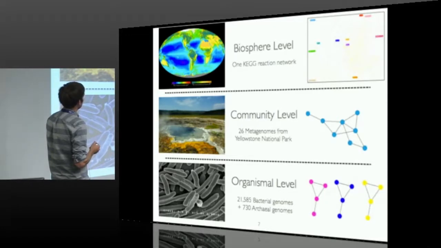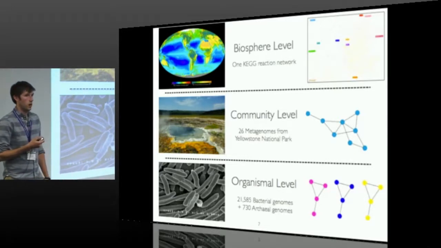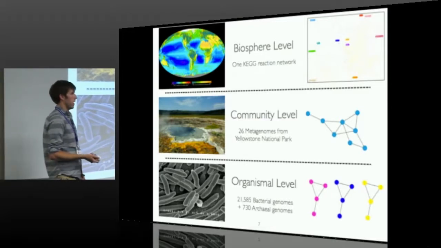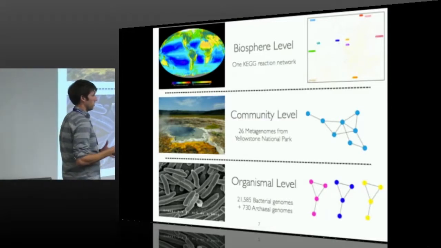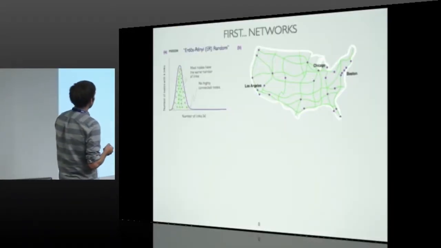And to make a network from the biosphere, we basically just use this KEGG database, which has all the enzymatically catalyzed chemical reactions. And we just treat those as if they're all part of one physical thing, which they are, which is the biosphere. So first, I want to give you a little background on networks.